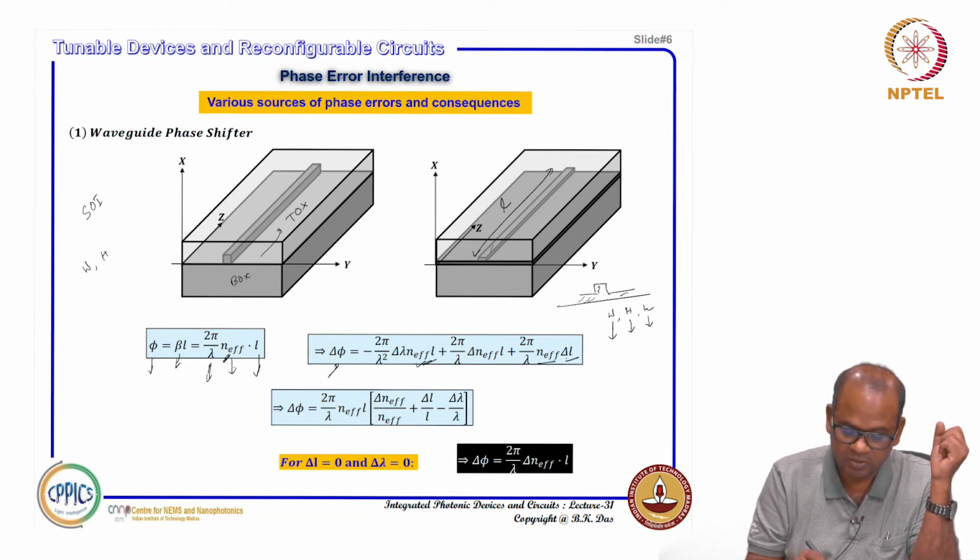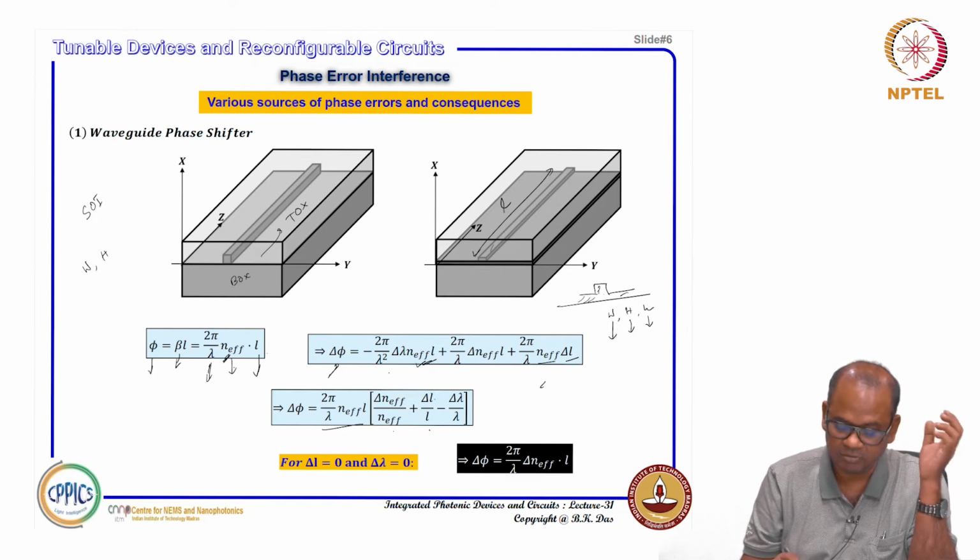So, let us modify this a little bit. You take a factor of 2 pi by lambda N effective L out of all three terms. Then what will we get? The terms will be delta N effective by N effective, delta L by L, minus delta lambda by lambda, you will be getting, right.